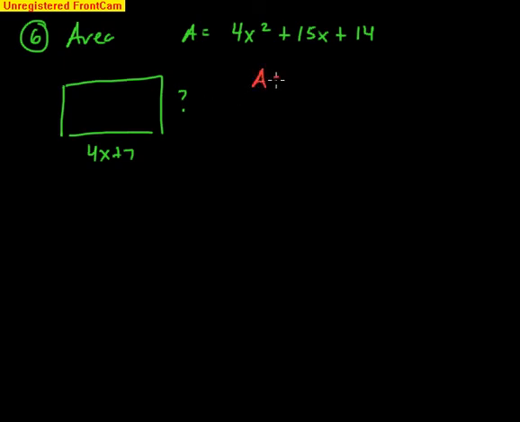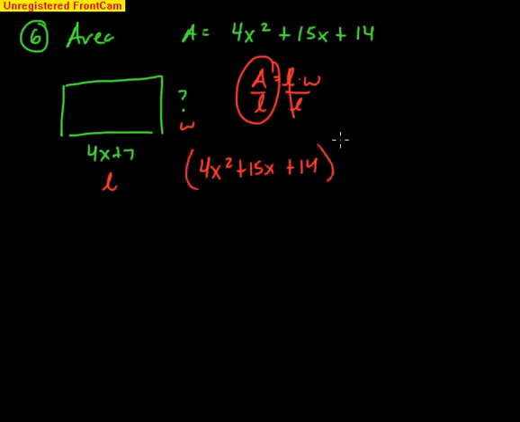All right. So we do need to know that area is length times width. So let's call that the length and this the width. Who cares? So if I want to find what the width is, divide by the length. So what we need to do is this right here. Area divided by the length. Area, 4x squared plus 15x plus 14. That area divided by the length, 4x plus 7.